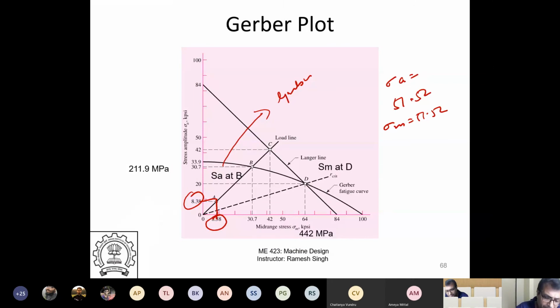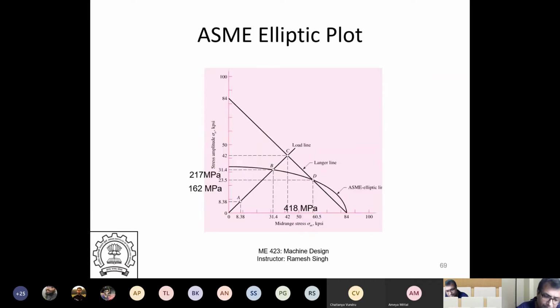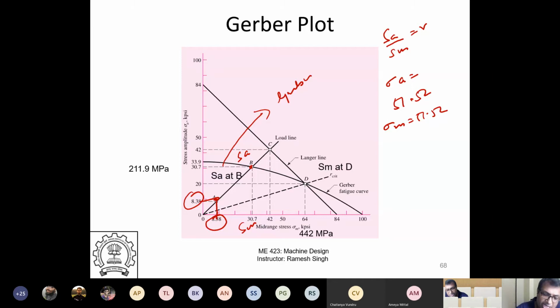So I have found this location, this SA. So this is my SA. I can find out SM. So SA by SM is equal to R. I know R is 1, so SA and SM are also equal. So this is 211.9.